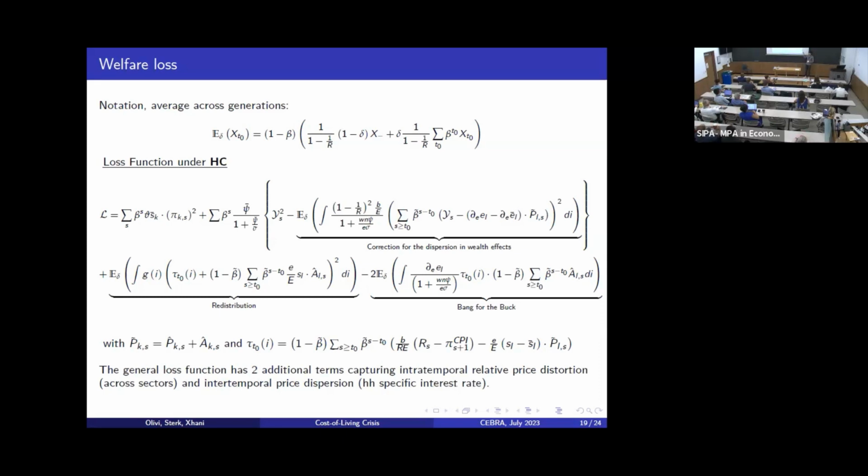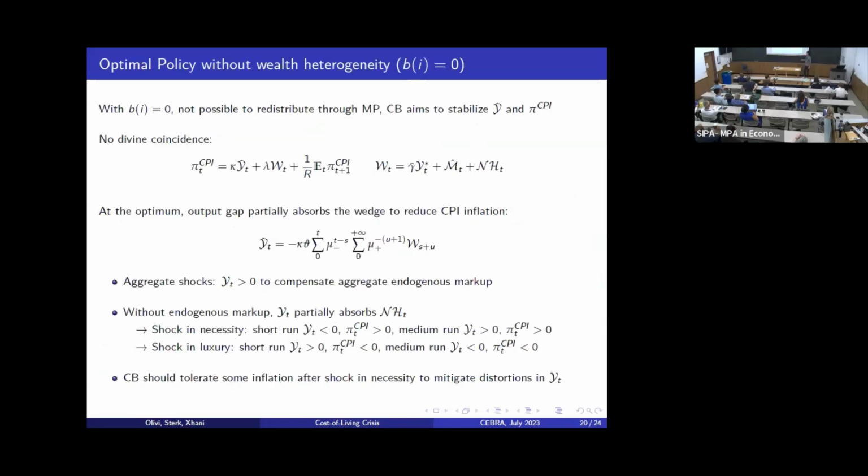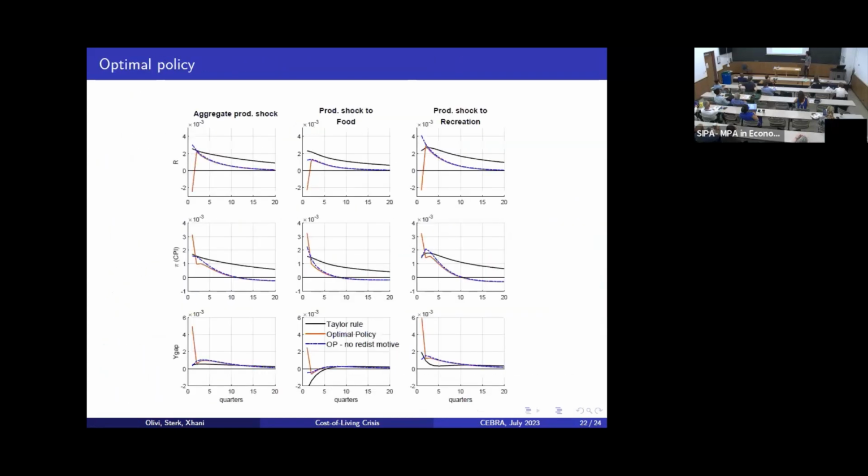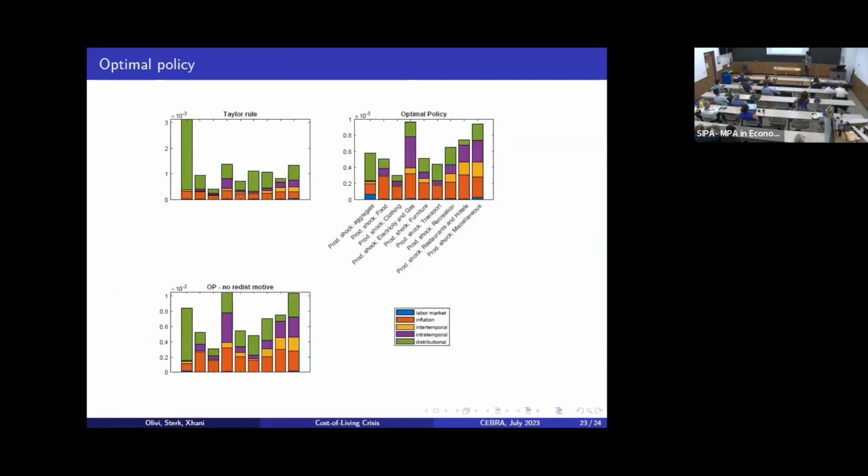And so you have all these additional terms. In particular, the interest rates of households differ because they have different marginal propensity to consume on each good. So you want in part to match relative prices to try to avoid having dispersion in the interest rate. And if you look at the welfare decomposition, the yellow part is not a negligible part.